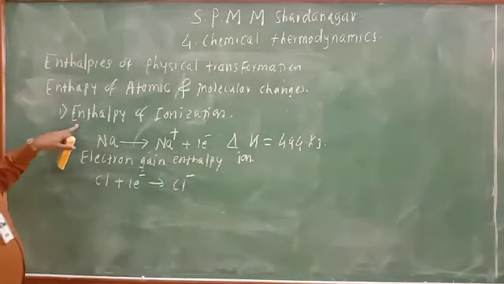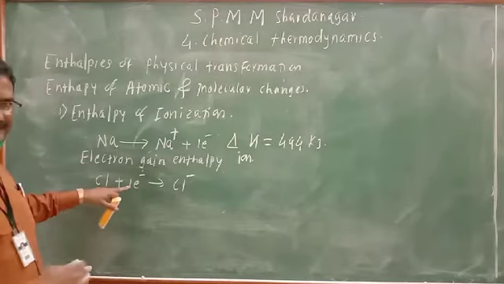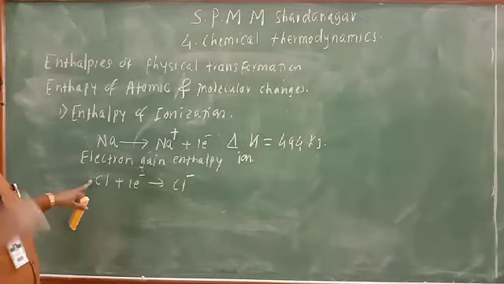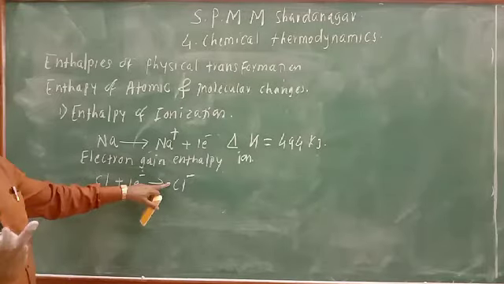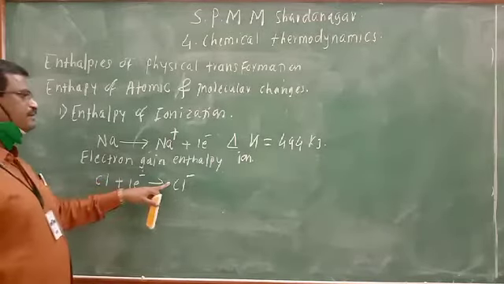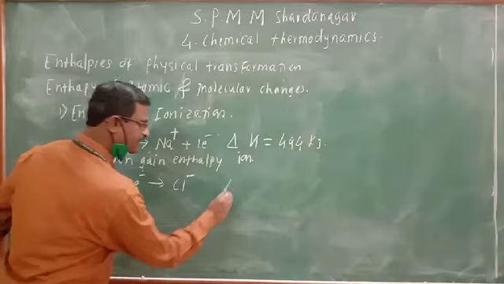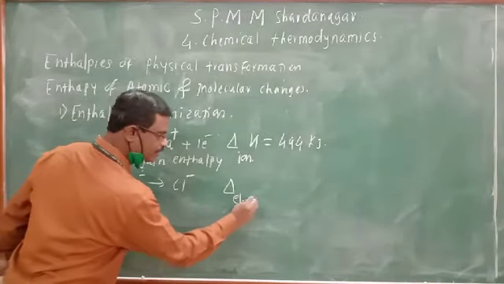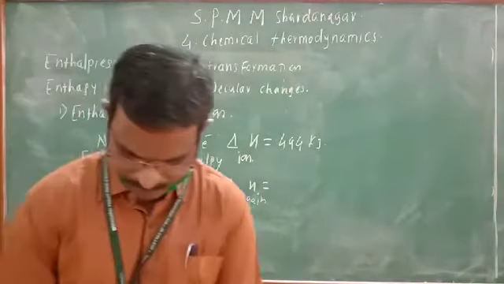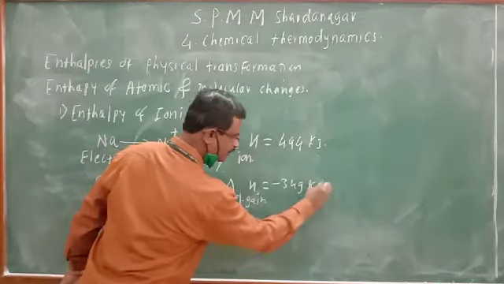In the enthalpy of ionization, electron is lost. In the electron gain enthalpy, electron is accepted. So whenever 1 mole atom gains electrons and is converted into their ion, the corresponding change in enthalpy at constant temperature and pressure is known as electron gain enthalpy. That is delta electron gain enthalpy. For chlorine, the value is minus 349 kilojoule. Now see the difference.